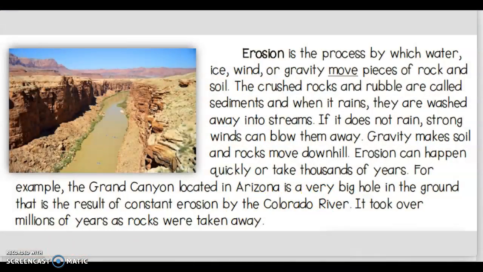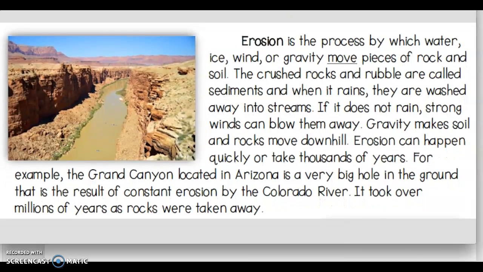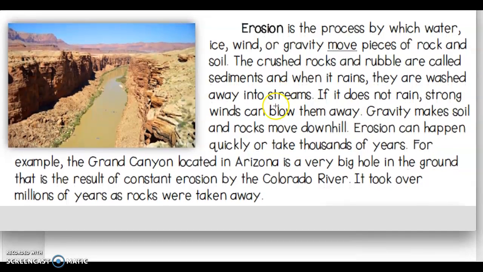So I have here, I'm going to just move it so you can see everything. Okay, perfect. So erosion. I'm going to read this. I'm going to show you some images just like I did yesterday, and we'll talk about some stuff. So erosion is the process by which water, ice, wind, or gravity move pieces of rock and soil. The crushed rocks and rubble are called sediments, and when it rains, they are washed away into streams.